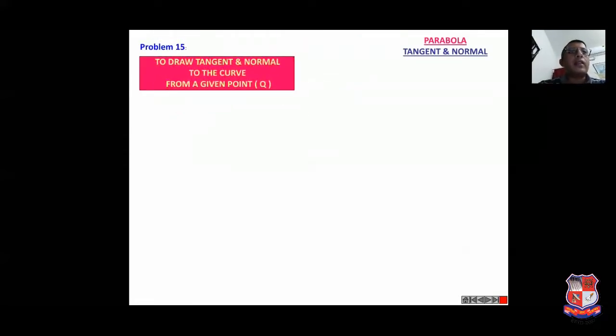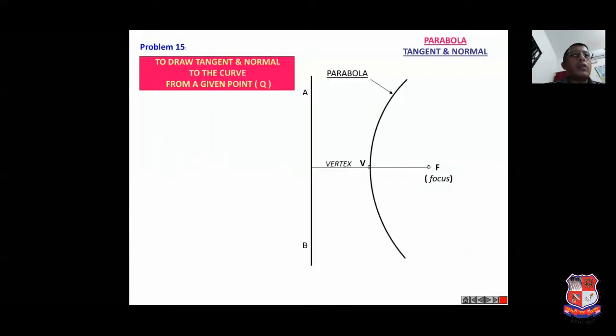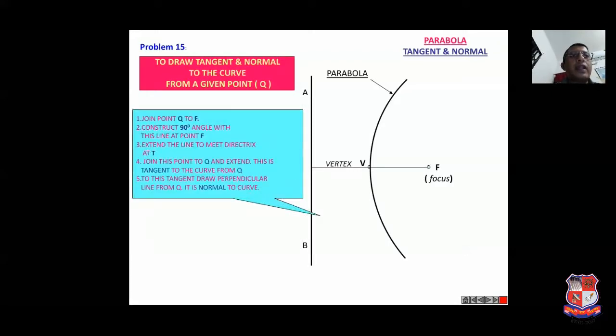Now let us consider another conic section, which is known as parabola. So in the numerical, what is given is to draw a tangent and normal to the curve from a given point Q. So here let us consider a curve which is known as parabola. Further, here the vertical line AB is our directrix, V is vertex, F is focus. So the procedure is the same as that of ellipse.